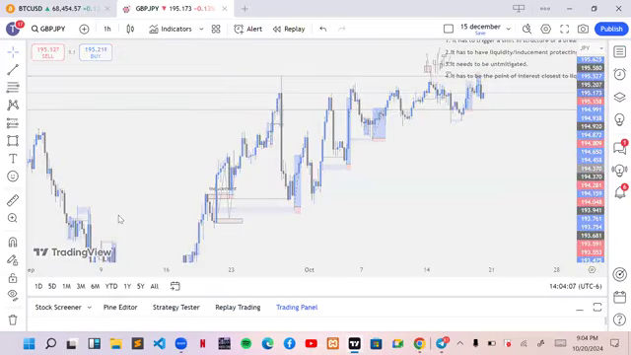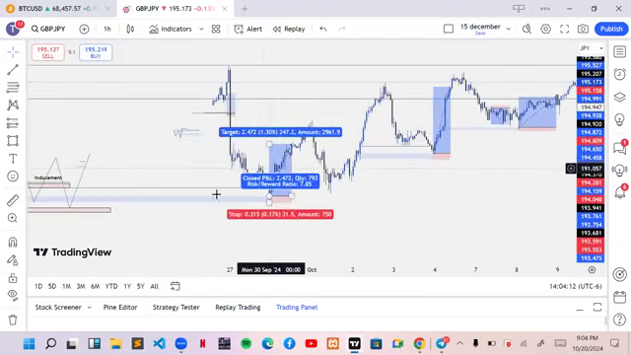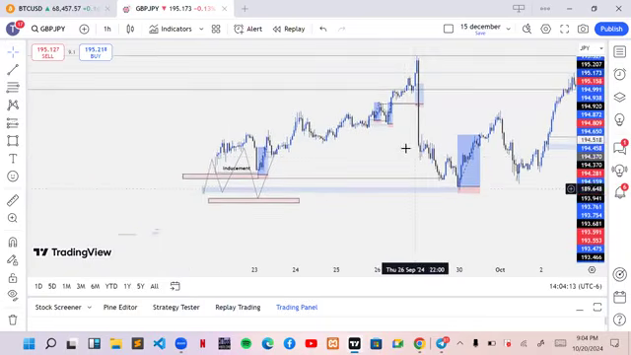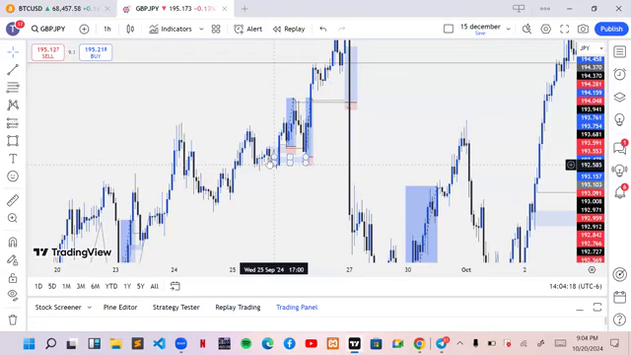I have an example with GJ. Let me see if I can find it here. So, I think this is the trade. I took this trade.